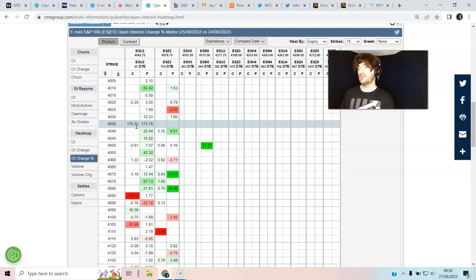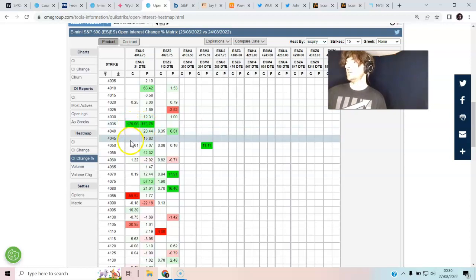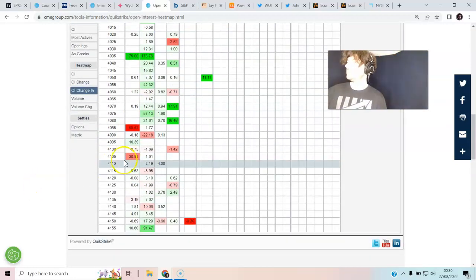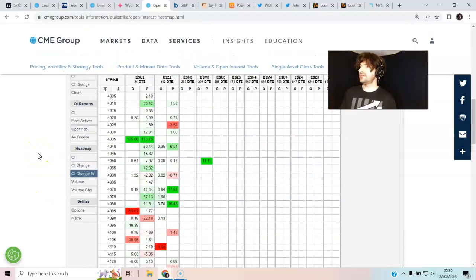Expiring end of September, so we've got a bit more time. But even so, we have a stalemate between the calls and the puts: 175 increase on the calls and 173 increase on the puts. I wasn't expecting that. That's interesting. I just found that out now because I scrolled up onto those prices. So what that means is there's an equal amount at 4035, which is just below where we are.